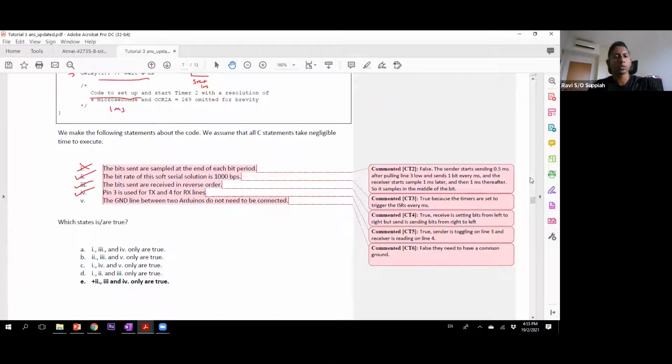The ground line between two Arduinos does not need to be connected. So this is false. Whenever you have different subsystems talking to each other, they have to have a common ground. This is again something we have always emphasized before. So looking at the options, only 2, 3, and 4 are true. For this kind of question, you need some time to look at it and make sense of what is happening first. Then only you can answer the question.